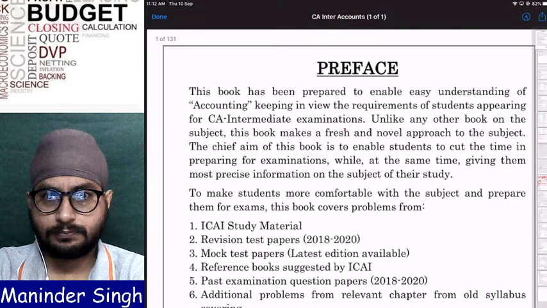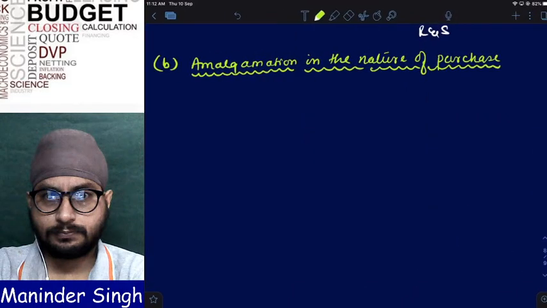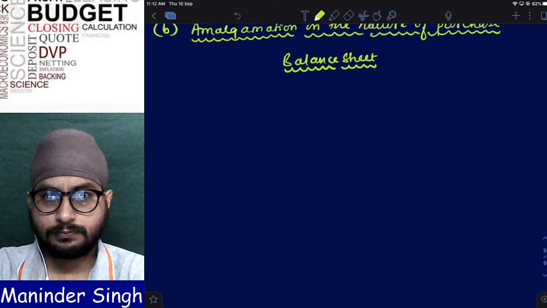So first what we'll do, we'll draw the balance sheet format. First let us finish the balance sheet format, then we'll start with the problem. Again tell, how does the balance sheet start? Balance sheet. In the balance sheet we will have particulars, note number and amount. Clear? Particulars, note number, amount.